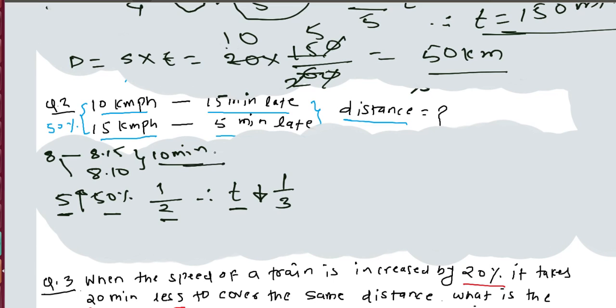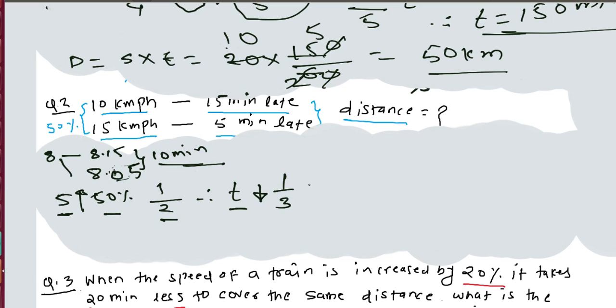as 10 minutes. Originally he was 15 minutes late, now he is 5 minutes late. That means, I'm sorry, here he is reaching at 8:05. So let me correct this. He is reaching at 8:05 a.m. So the difference between arrival times is 10 minutes, and that difference is given to us.